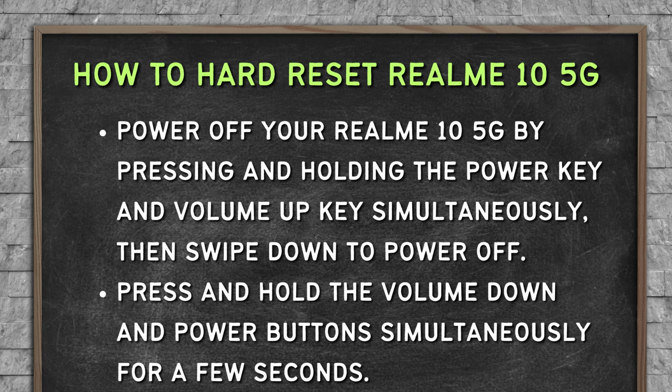Today, in this video, I'm gonna explain how to hard reset Realme 10 5G. Power off your Realme 10 5G by pressing and holding the power key and volume up key simultaneously. Then swipe down to power off.